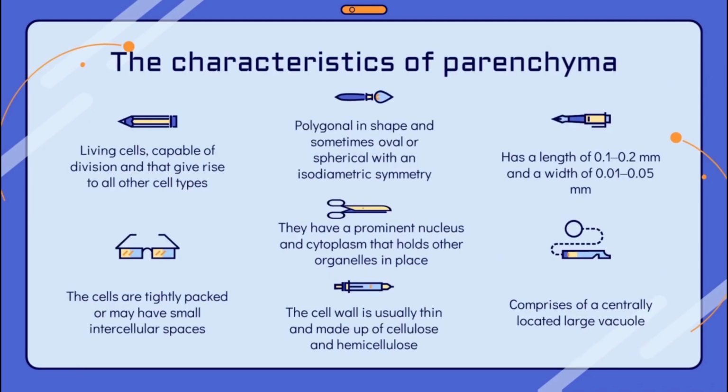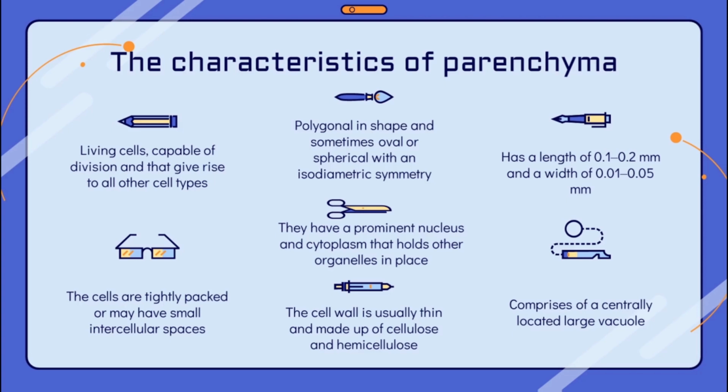The characteristics of parenchyma tissue are as follows. Living cells capable of division that give rise to all other cell types, polygonal in shape and sometimes oval or spherical with an isodiametric symmetry. Has a length of 0.1 to 0.2 mm and a width of 0.01 to 0.05 mm. The cells are tightly packed or may have small intercellular spaces.